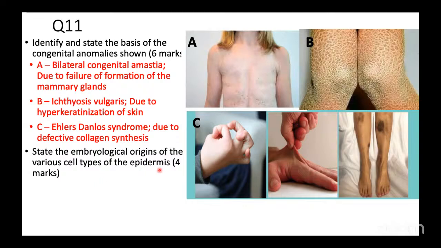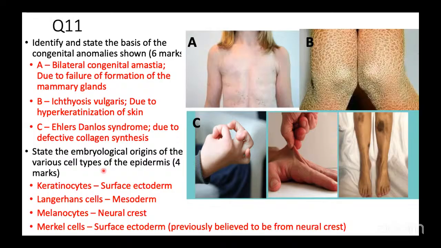But B, state the embryological origins of the various cell types of the epidermis. So there are four major cell types. You have your keratinocytes, Langerhans cells, melanocytes, and Merkel cells, okay? The keratinocytes and the Merkel cells are derived from surface ectoderm. Previously, it was believed Merkel cells came from neural crest, but it's now known they are surface ectoderm. And then Langerhans cells are mesoderm.